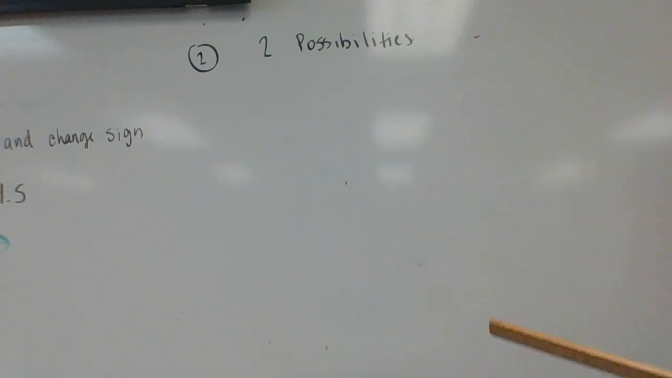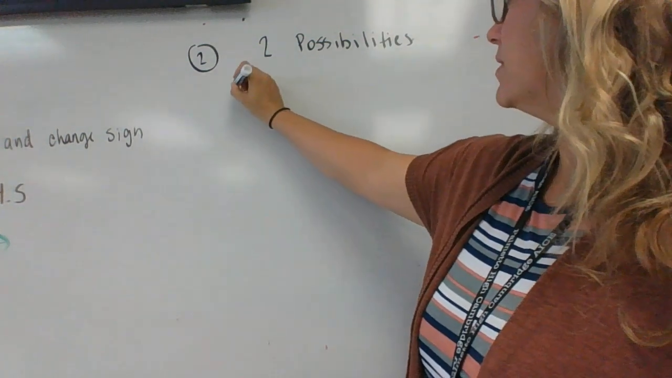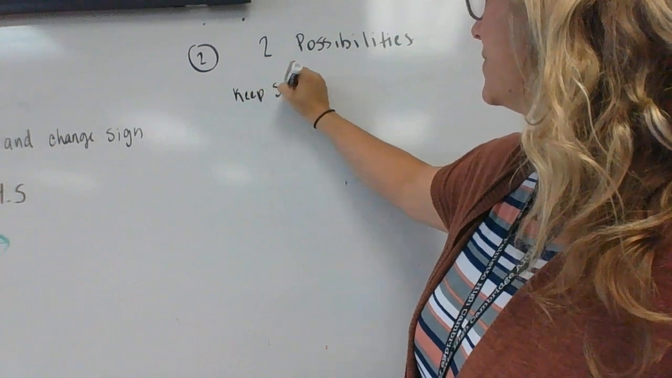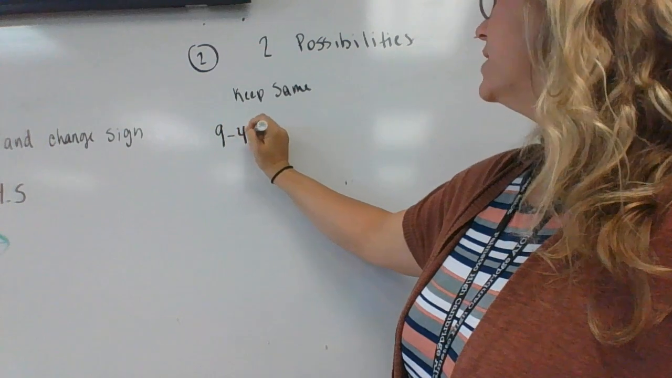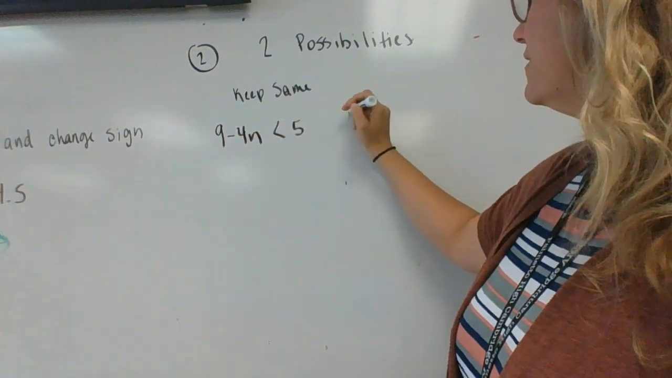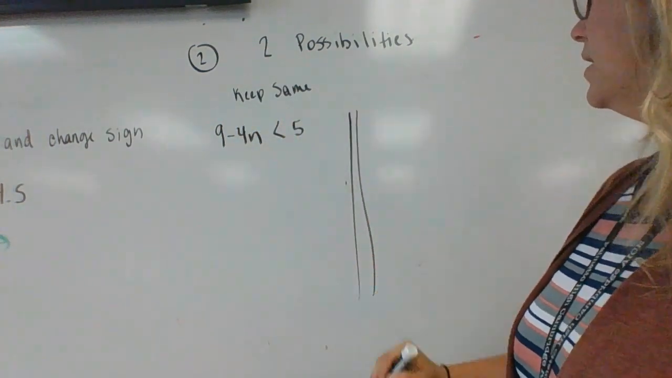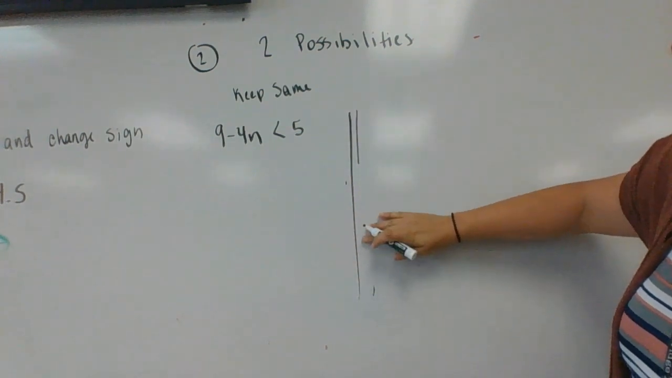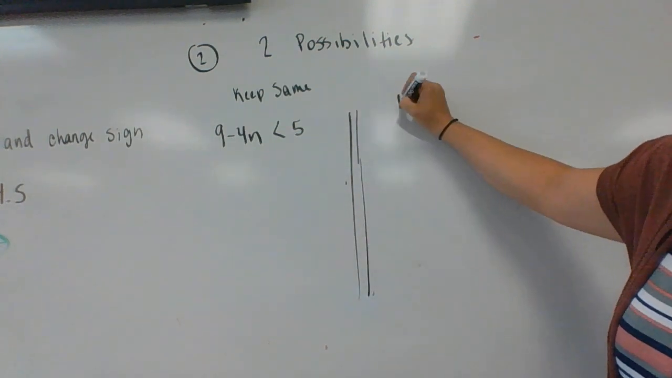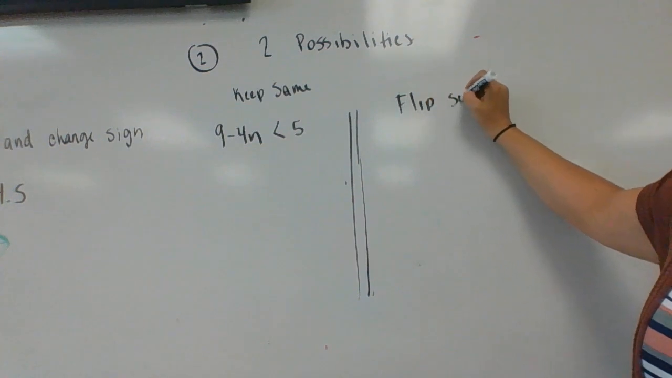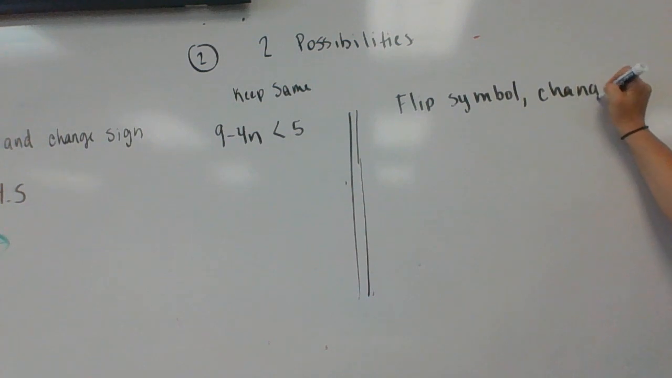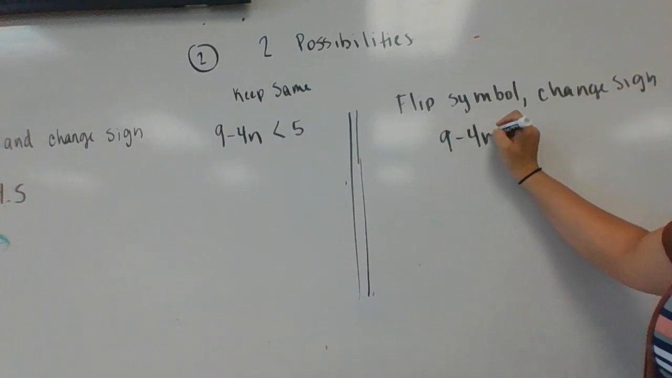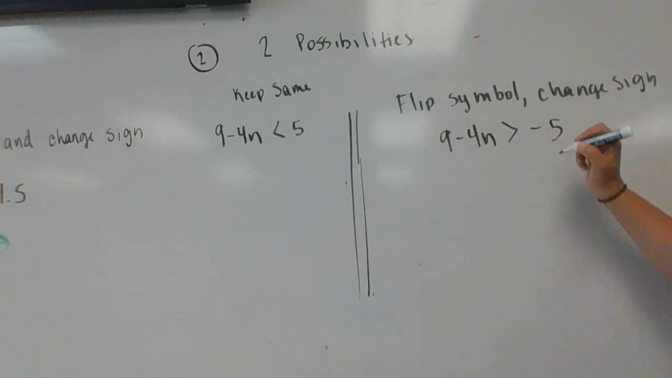All right, number 2 has 2 possibilities. Maybe we're just going to keep everything the same, drop the bars and keep everything the same and say that 9 minus 4n is less than 5. But then we're going to do it again. And we will flip the symbol, change the sign. 9 minus 4n is greater than negative 5.